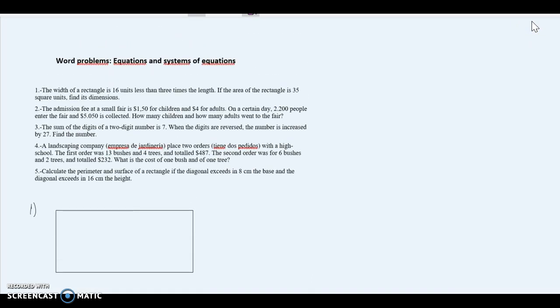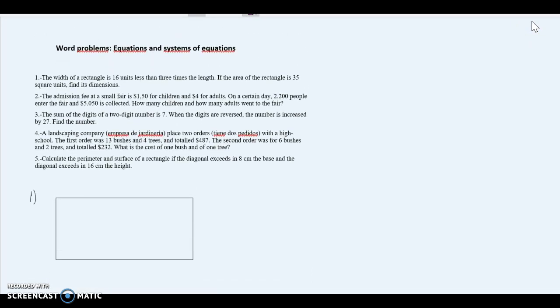Hi, how are you? Well, now in this video I'm going to solve the word problems about equations and systems of equations. So I'm going to start with the first problem. The width of a rectangle is 16 units less than 3 times the length. If the area of the rectangle is 35 square units, find its dimensions.